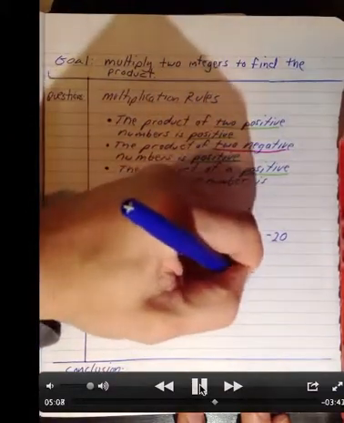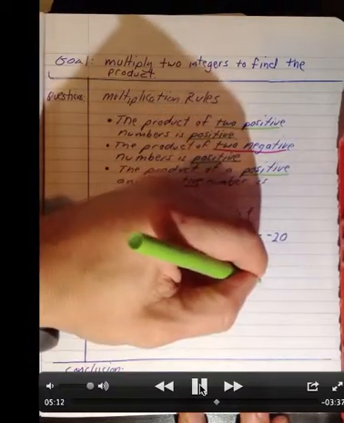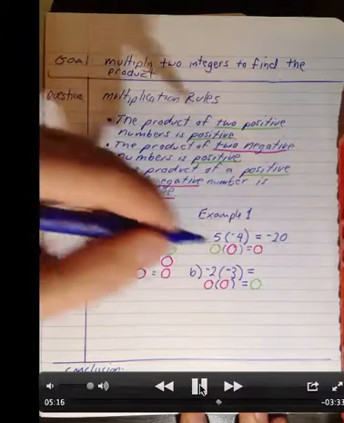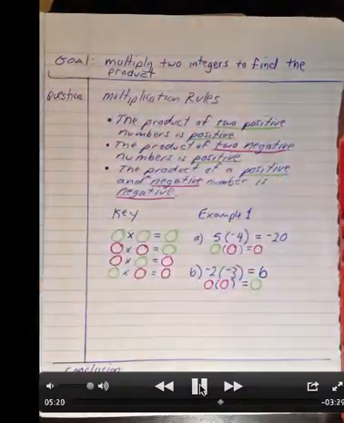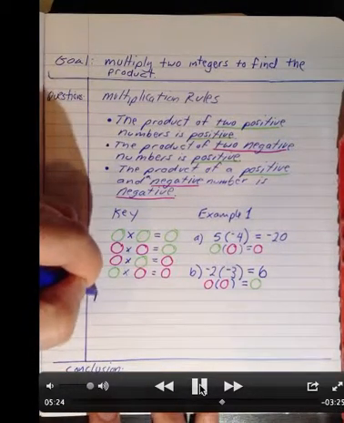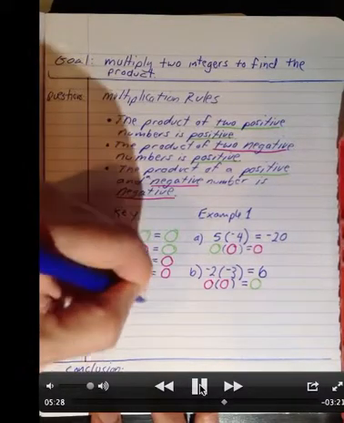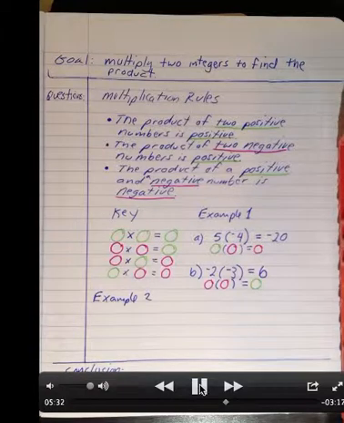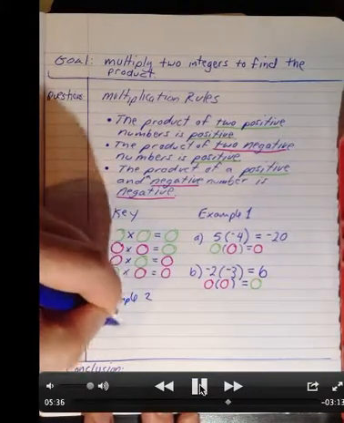And notice how even in my key I'm using the same parentheses, just to remind myself that that's multiplication. It still shows up. Sometimes you're going to see a multiplication sign, sometimes you're going to see a dot for multiplication, and sometimes you'll see parentheses. So -2 times -3 is 6.